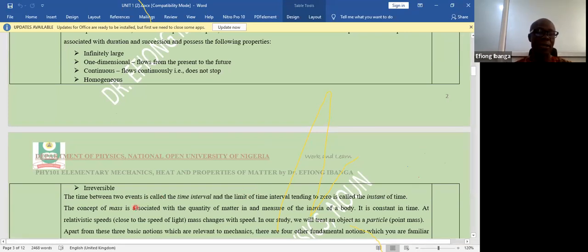Now, the concept of mass is associated with the quantity of matter in, and a measure of the inertia of, a body. So there are two terms there. The first is that it is a quantity of matter. If I'm given a 1 cm cube of lead and a 1 cm cube of wood, you notice that the lead will be heavier than the wood. The reason is that the 1 cm cube of lead contains much more matter in it than the 1 cm cube of wood. We'll talk about that when we are discussing the concept of density.